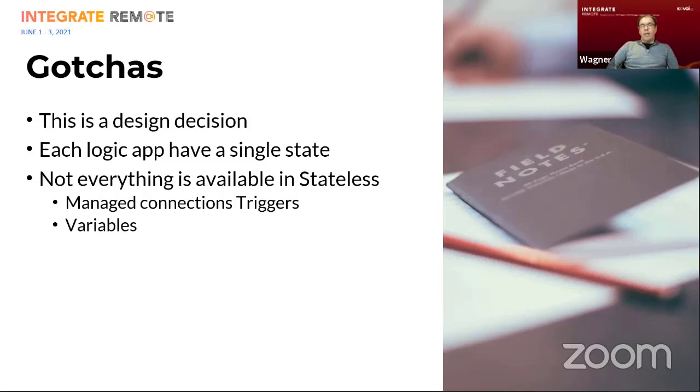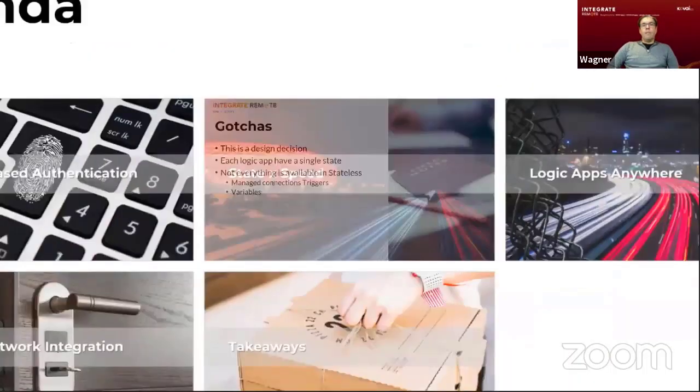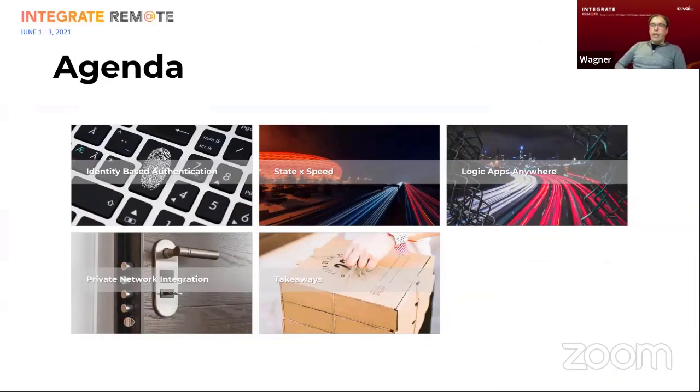And one gotcha that got me exactly in the beginning is variables are not available on stateless, just to give you some examples. So just bear in mind that when you're creating the stateless workflows, you need to understand what is available there, so you should be able to work with them properly. But you're going to have the benefit of faster throughput. Okay, so that is the second one. Then let's go to the third item.